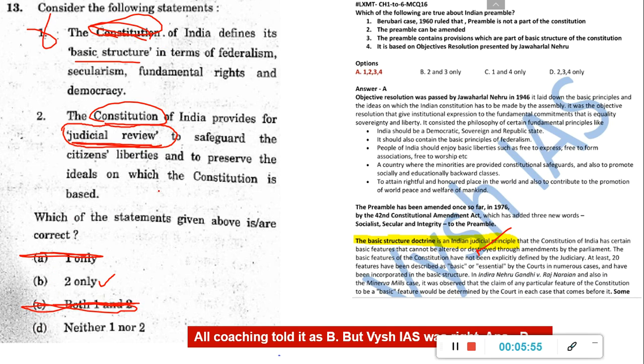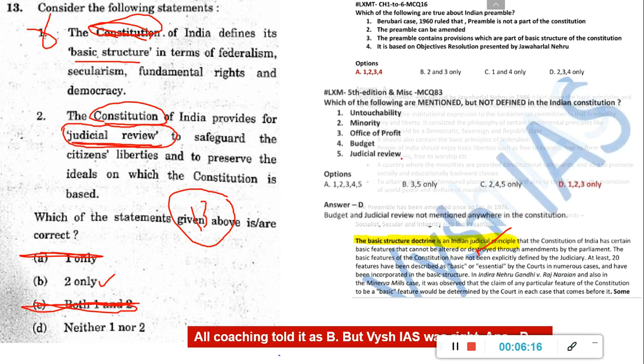For the second statement, every coaching institute told it is true because Article 13 provides that law cannot be made in such a way that it goes against the fundamental rights, so it can be cancelled. But there is nothing mentioned like judicial review or that the Supreme Court can intervene. Such things are not mentioned in Article 13. But coaching institutes go on telling this.